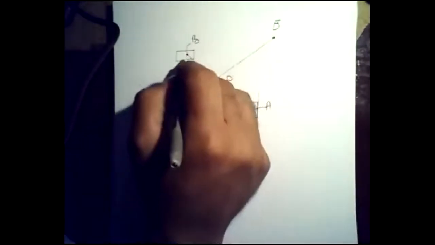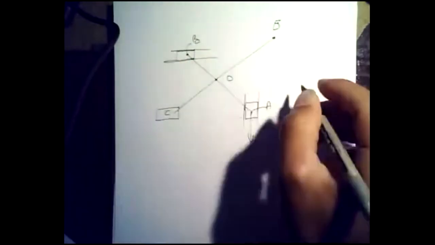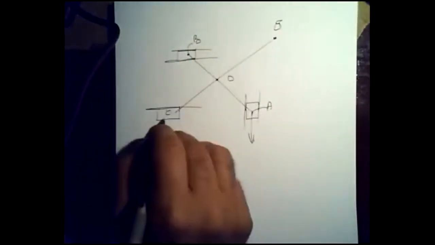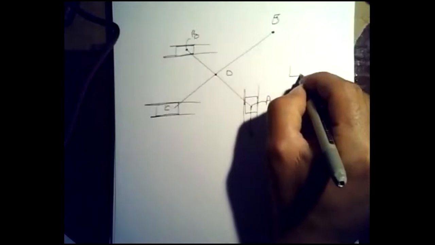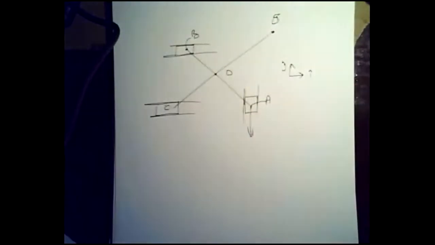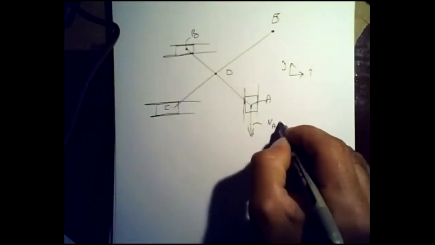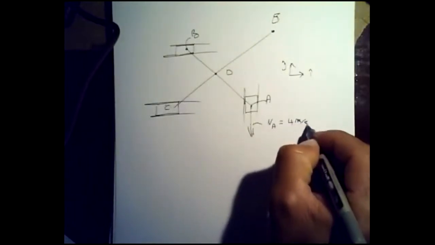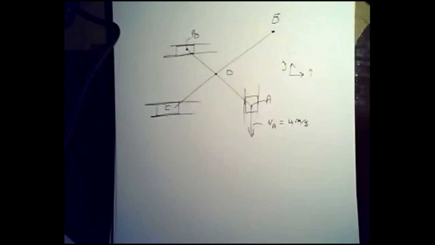So every time you have a kinematics problem, the first thing you have to do is establish a frame. And this is my IJ frame. Do you see this well? Yes. Okay, very good. And we know VA is equal to 4 meters per second.